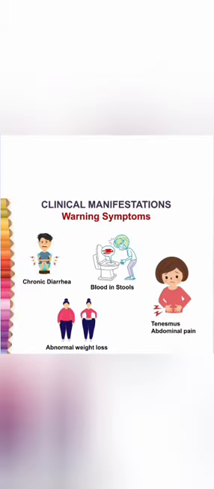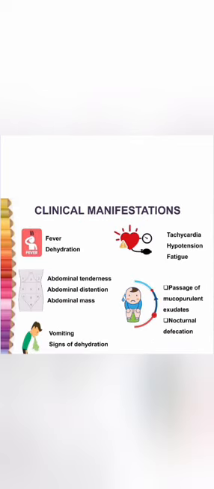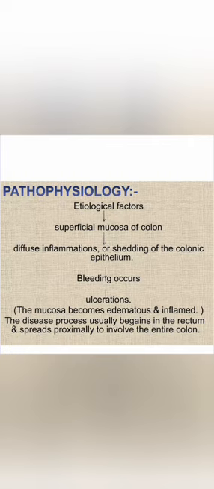And next we move on to the clinical manifestation. In the picture itself we can see chronic diarrhea. The patient has blood in stools, melena, tenesmus, abdominal pain, abnormal weight loss, and then fever, dehydration, tachycardia, hypertension, passage of mucopurulent exudates, nocturnal defecation, vomiting, and abdominal pain. These are the symptoms we can see in this.